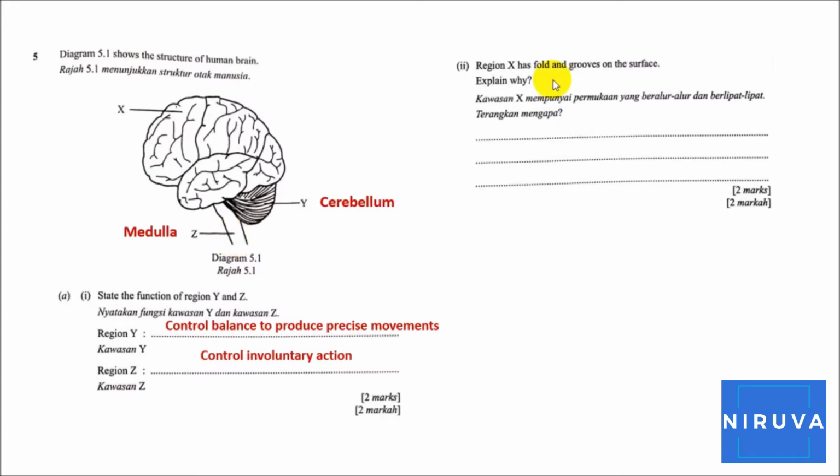And then number 2, region X has folds and grooves on the surface. Explain why. Okay, the cerebrum is full of grooves because one of its roles is to increase the total surface area in order to accommodate more neurons within the cerebrum.